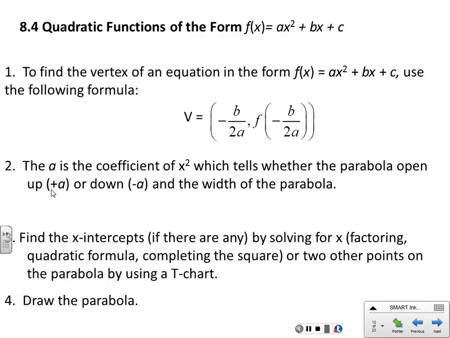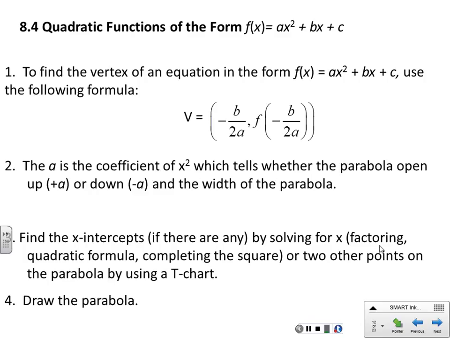Once you have your vertex, what you're going to do is find your 2 other points. Now, a, that leading coefficient still tells you whether or not it opens up or down. All right, but what we're going to do is find intercepts, or you can still do the t-chart if you want to. But I do want to show you finding the intercepts either by factoring or by using the quadratic formula. I probably would not complete the square.